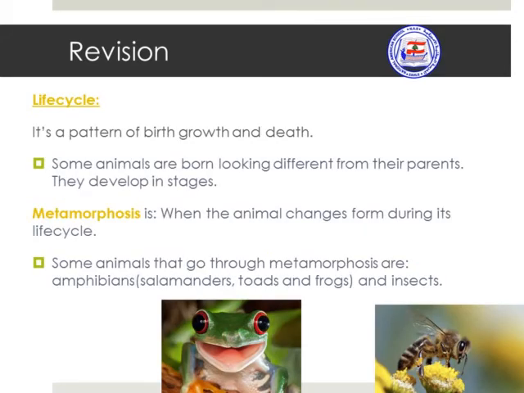Now let's review what a life cycle is. It's a pattern of birth, growth, and death. So it's a cycle that shows us a specific animal, how it's born and how it grows in stages. Not all animals are born looking like their parents. We already said that some animals look different from their parents. And these animals, they go through what we call metamorphosis. So they go through stages, and in these stages, they develop to finally look like their parents. The animals that go through metamorphosis are amphibians, like salamanders, toads, and frogs, and insects.